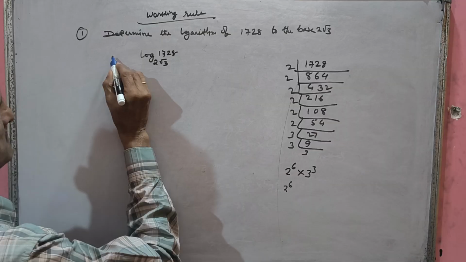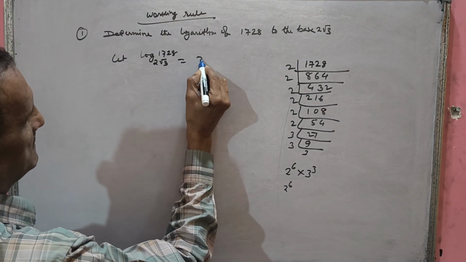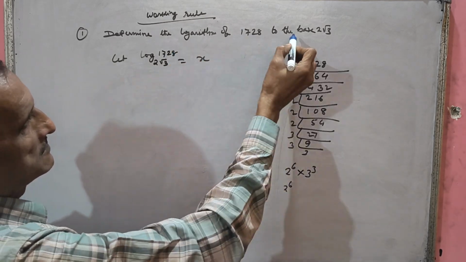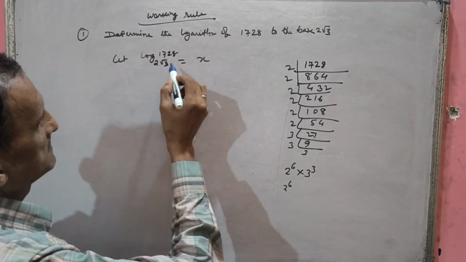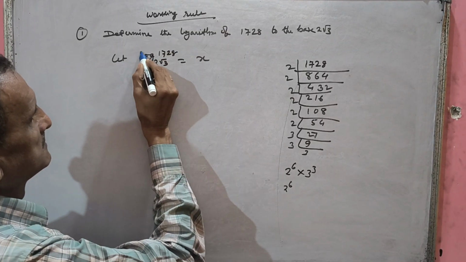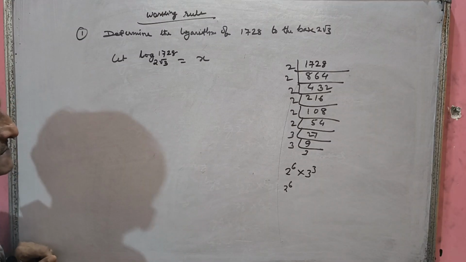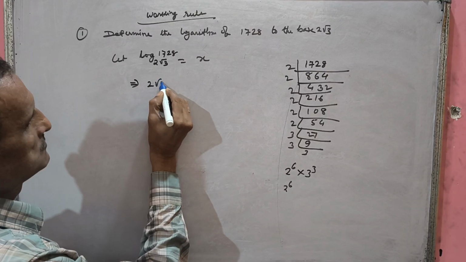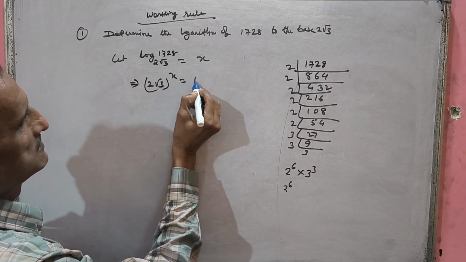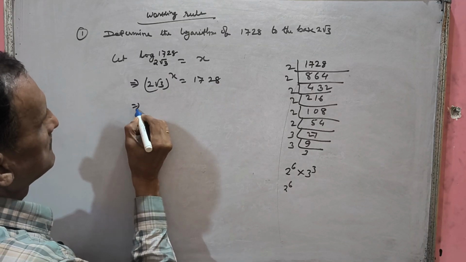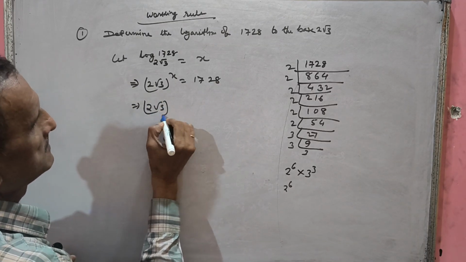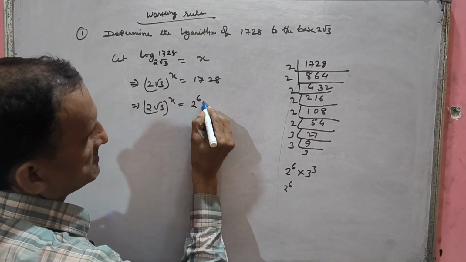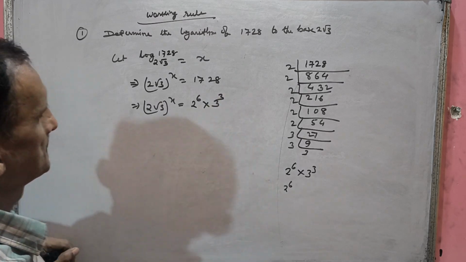Now you can first write, let this equal x. We need to find the logarithm of 1728 to the base 2 root 3, and we have to determine the value of this. So let us assume this equal to x. Now I convert to exponential form. What will we write? 2 root 3 whole to the power x equal to 1728. By prime factorization, what have we got? 2 to the power 6 into 3 to the power 3.